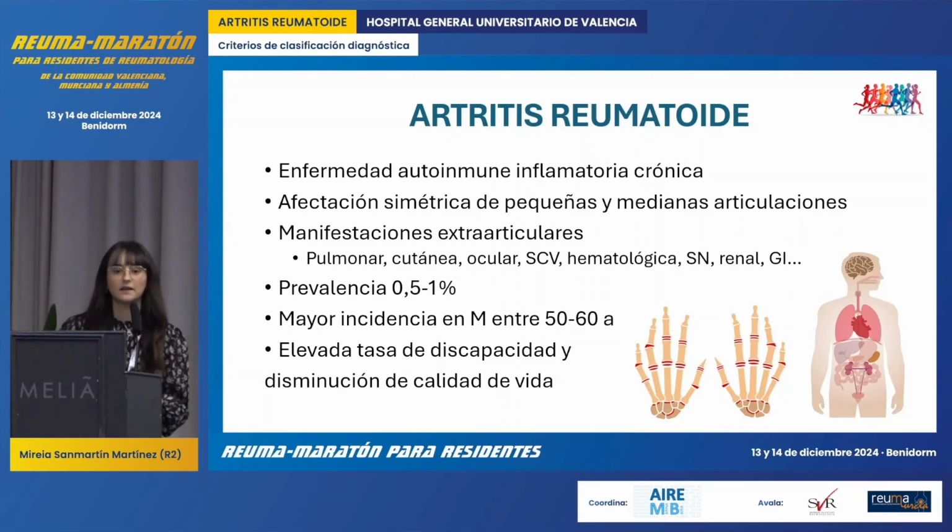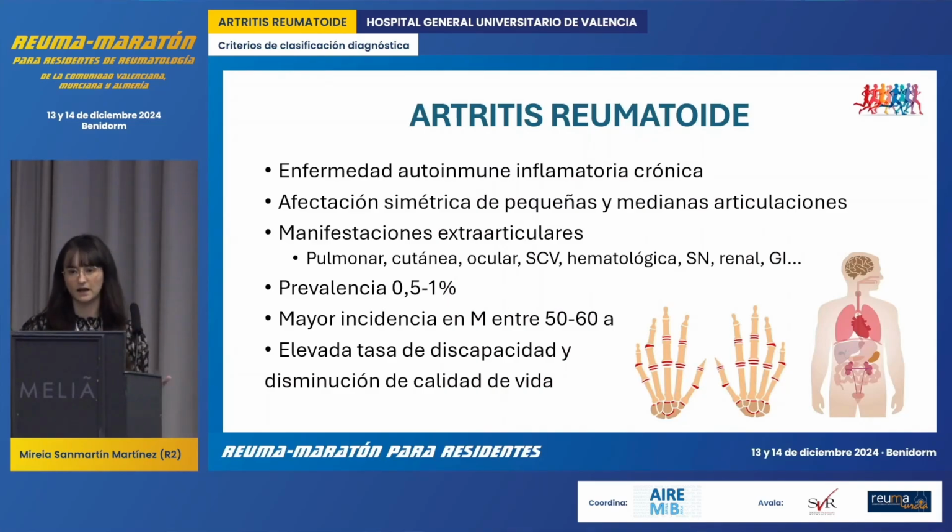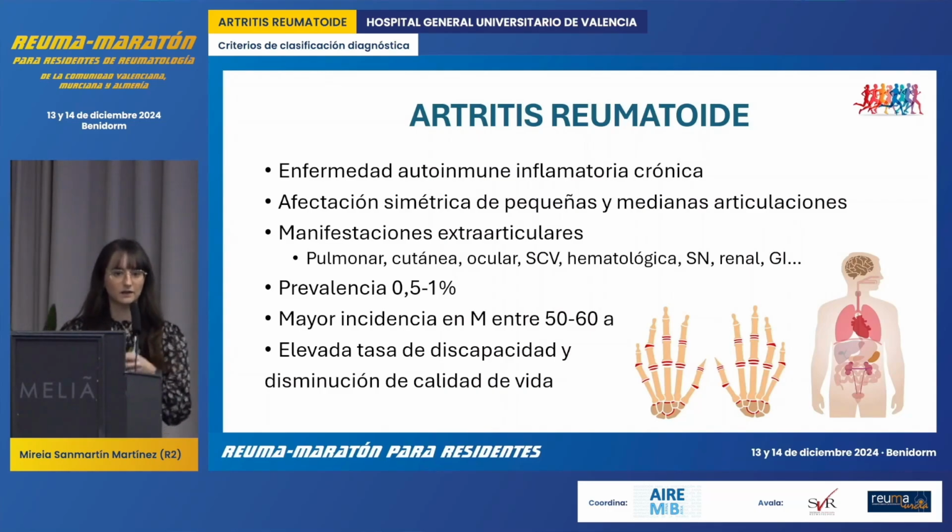many others. The prevalence is estimated to be between 0.5% and 1%, being higher in Northern European countries. In turn, it has been observed that it has a higher incidence in women than in men, with a peak between 50 and 60 years of age. And in those patients who are not well treated and have a more uncontrolled disease, there is a high rate of disability and decreased quality of life, something we must take into account in our patients.